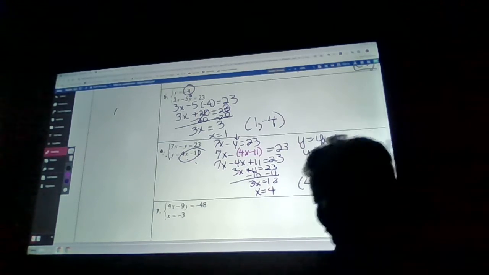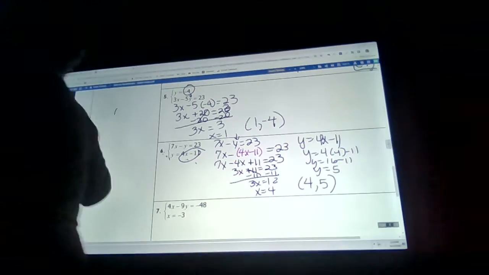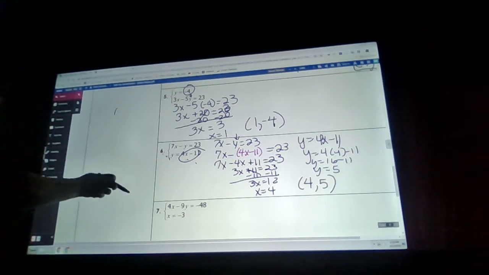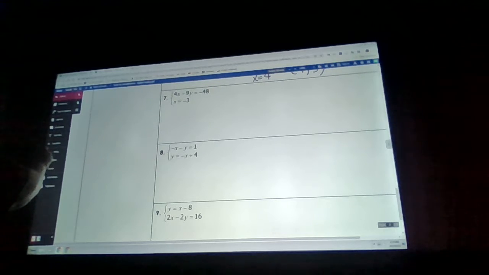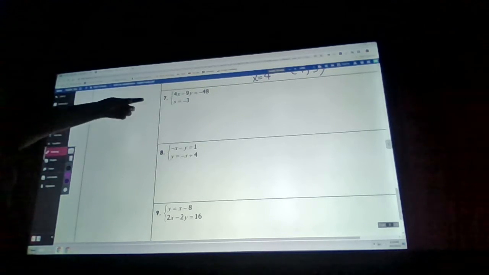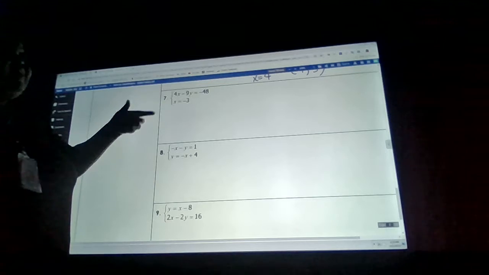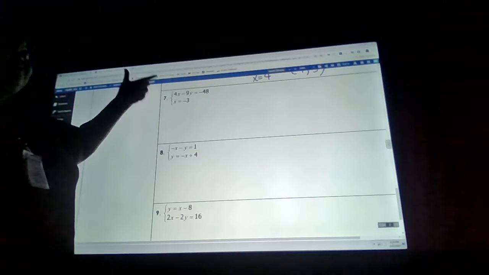Okay? Again, rewind or message me if you are confused. All right, so let's look at this one. This one is number 7. It's already solved for x. So just like we did before, all we have to do is find y.